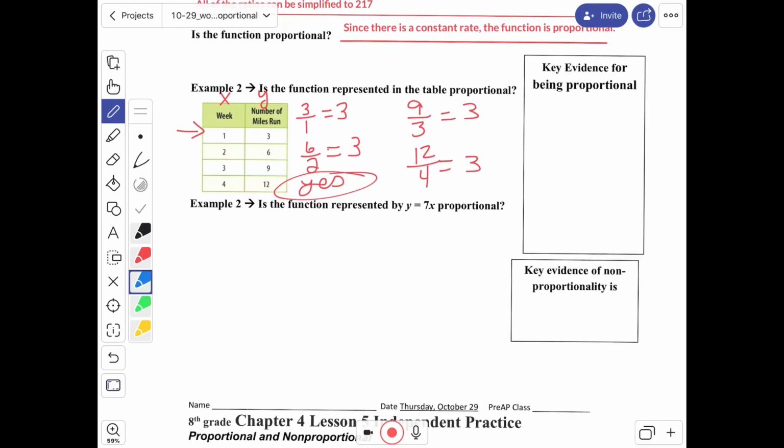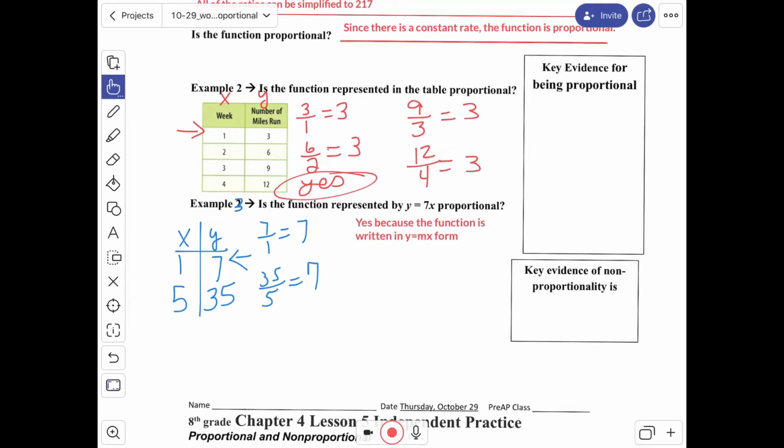Example 3, I think that's supposed to be a 3. Is the function represented by y equals 7 times x proportional? So we could make a little table and plug in different x's and y's. If I put in a 1 for x, that would be 7 times 1, which would be 7. If I put in a 5, that would be 7 times 5, which is 35. And I can check that by dividing the intervals. 7 divided by 1 is 7, and 35 divided by 5 is also 7.